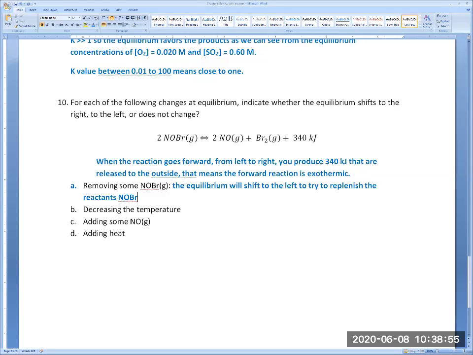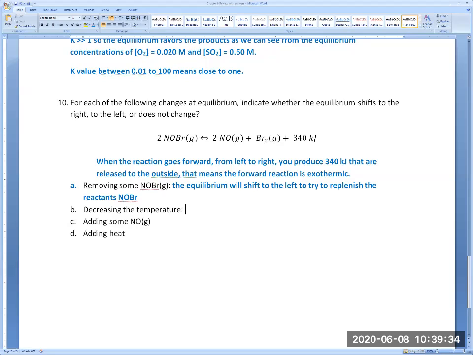So let's look at the second example. When you are decreasing the temperature of this reaction, it's an equilibrium, which means we don't know the K value, so we can suppose that both reactant and product are present at equilibrium, right? And so here we are decreasing the temperature. So decreasing the temperature, you need to see it like you're removing some thermal energy. Thermal energy is like heat, so you're removing heat.